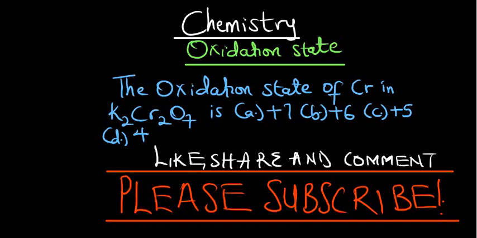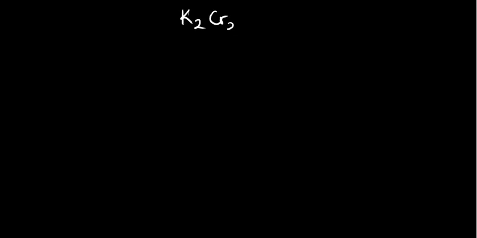So what we are doing now is oxidation state. Now let's go to our main aspect. We have K2Cr2O7. Let me quickly introduce you to it. When they ask you to find the oxidation number in a particular substance or compound, for example, if they ask you to find the oxidation number of carbon in CO2.